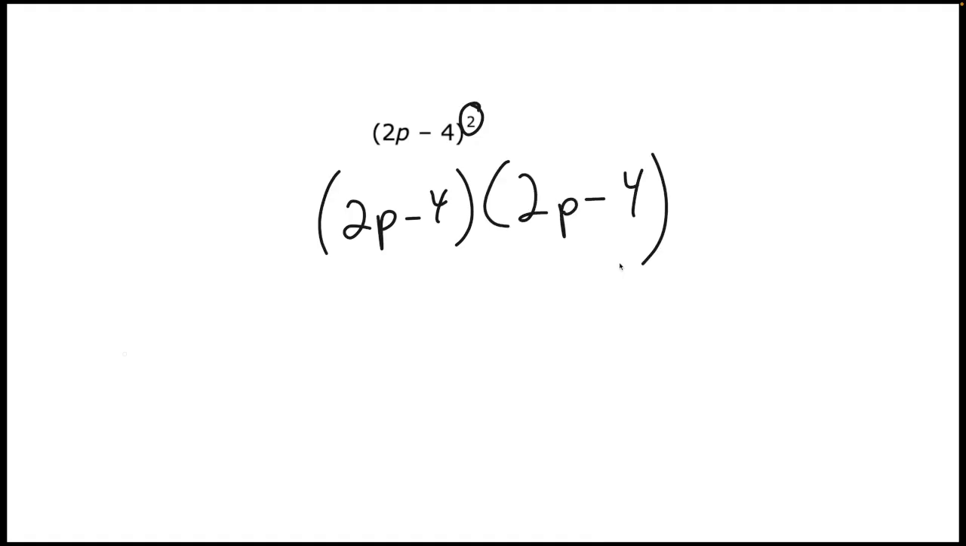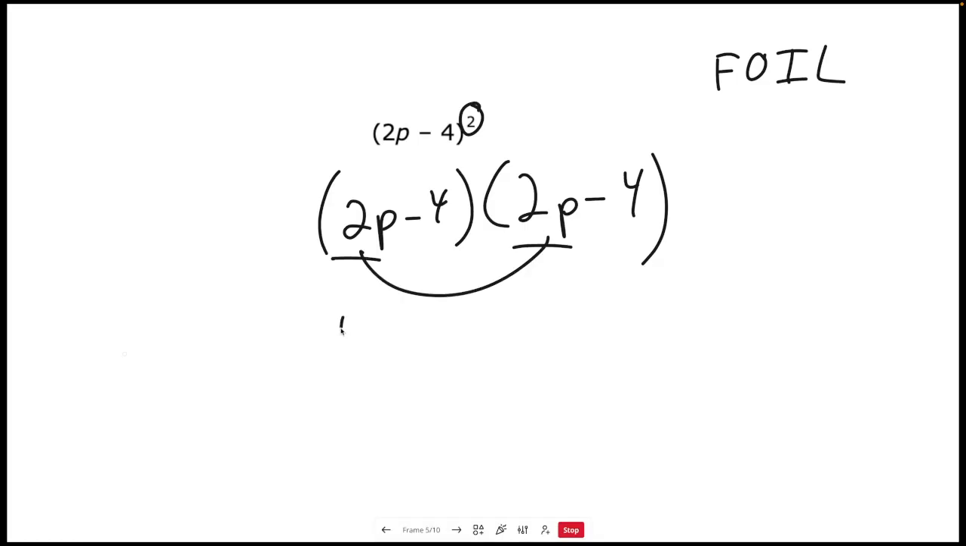And now there are 2 ways to look at this. A lot of students and teachers will show students the FOIL method, okay? And I'll show that very quickly here. FOIL stands for first, outside, inside, and last. So first means you multiply the first terms in each parentheses. So 2p times 2p is 4p squared. Remember, there's invisible ones here.